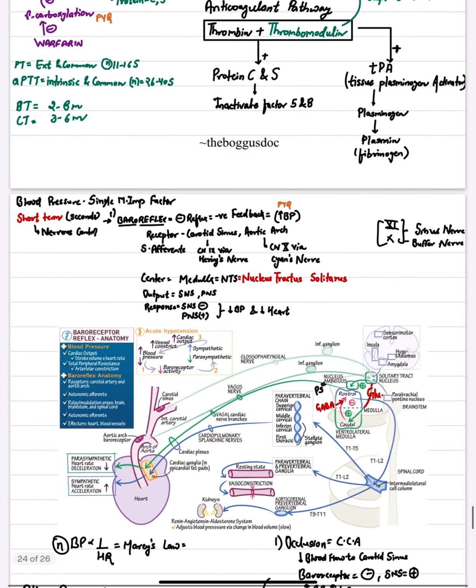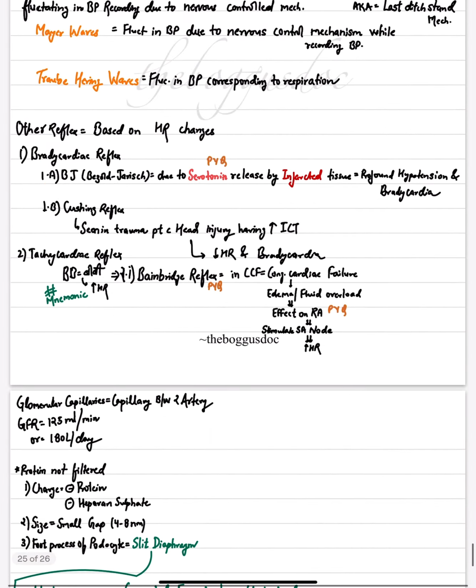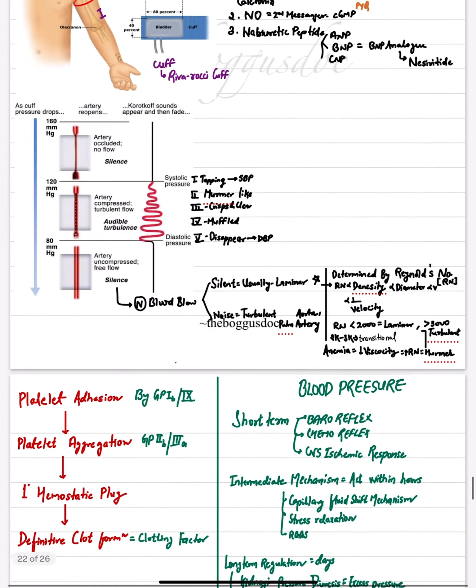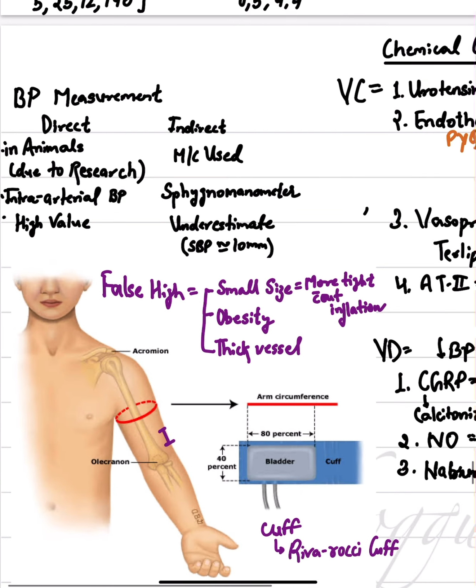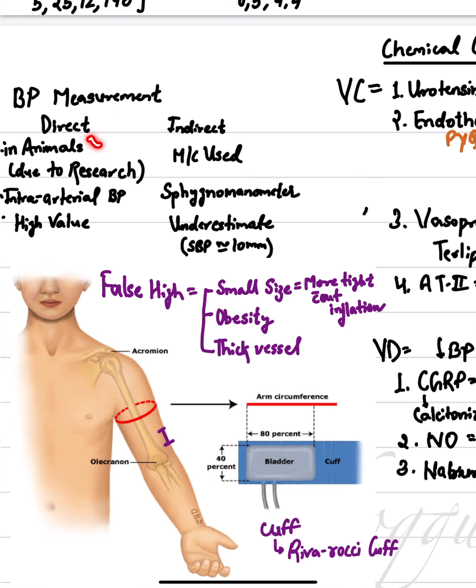Okay, this is something important. We have a few parts left, but this is something very, very important. In BP measurement, we have two things. Direct BP measurement is done in animals for research. We have to put an intra-arterial catheter or sensor and measure the BP.